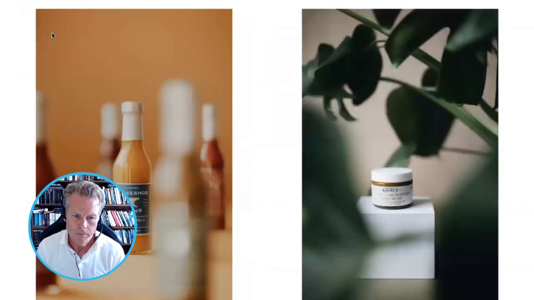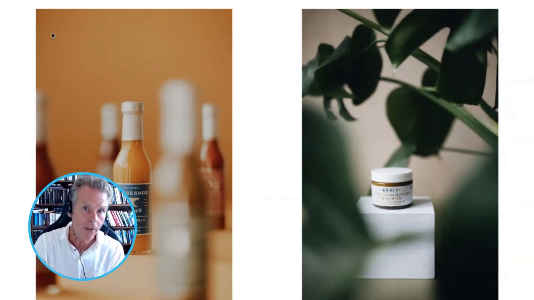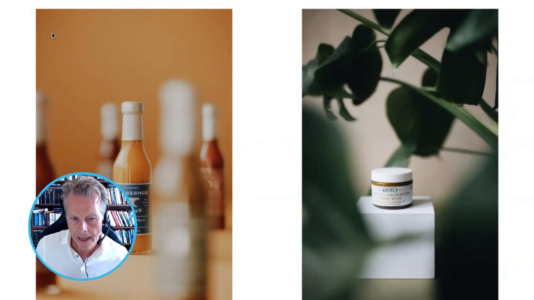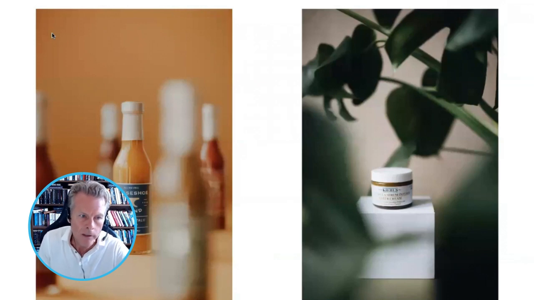Depth of field. This ought to be pretty obvious, but it's a way of using the depth of field on cameras to really bring something sharply into focus, either in the foreground on the left or the background on the right. And again, works really, really well. Both of those images are on Amazon as well, and I suspect they work really well.